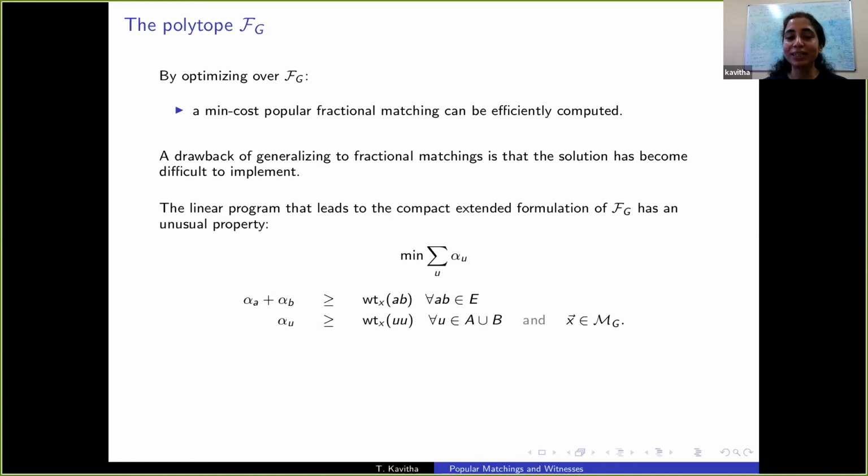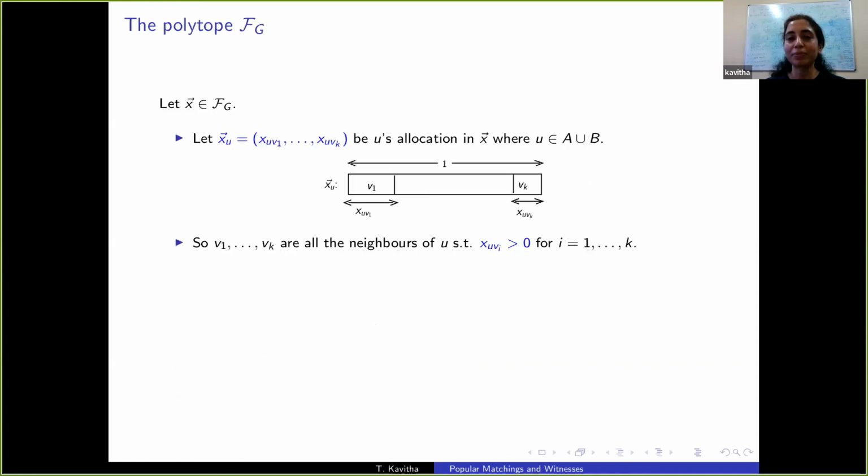So we show indeed there is, in fact, a lot of structure. The linear program that led to the compact extended formulation has a very nice property. It is self-dual. That means some nice complementary slackness conditions hold, and that allows us to show this polytope is half integral. So indeed, you will get an optimal solution where a student can have just 2 advisors and each of them is like half an advisor. So let's just quickly see the proof of half integrality.